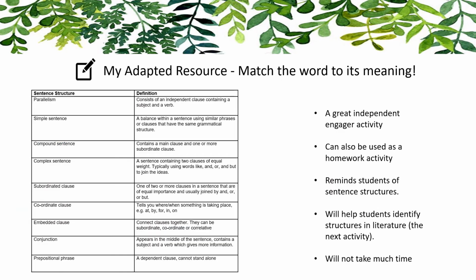Therefore, I have adjusted the activity to meet the current needs. My adapted resource is Match the Word to its meaning. This would be an independent engager activity. The table would be printed out and put on students' desks before they come in, so it could be a do-it-now task. Instead of students looking for the definition physically, it would be on the table but in the incorrect order. Students will simply have to draw a line matching the word to the correct definition.